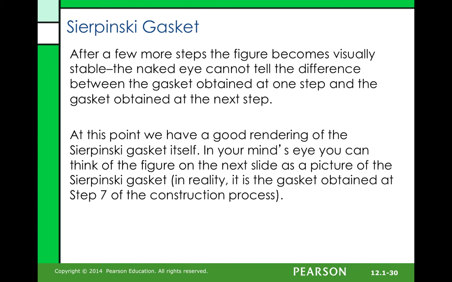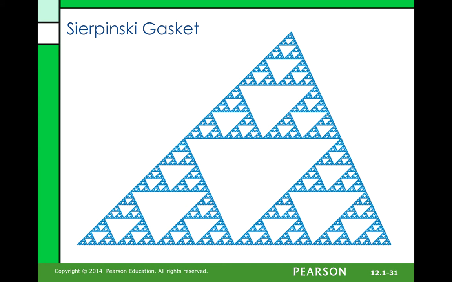So this is step 7 of the process. This is what it looks like. Again, here's the big original triangle. From step 1, the big original triangle we deleted. Here are the 3 smaller triangles we deleted on the next step. And then you can see the 9 next smallest triangles that we deleted on the next step, etc.